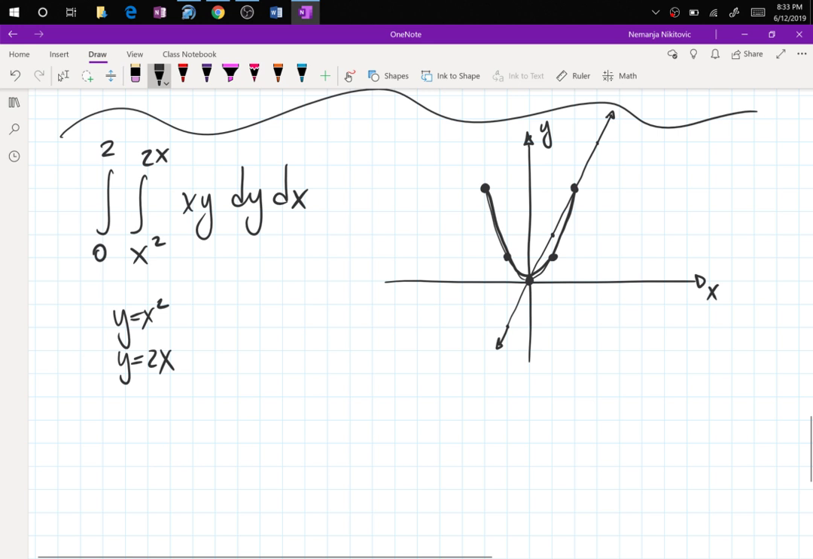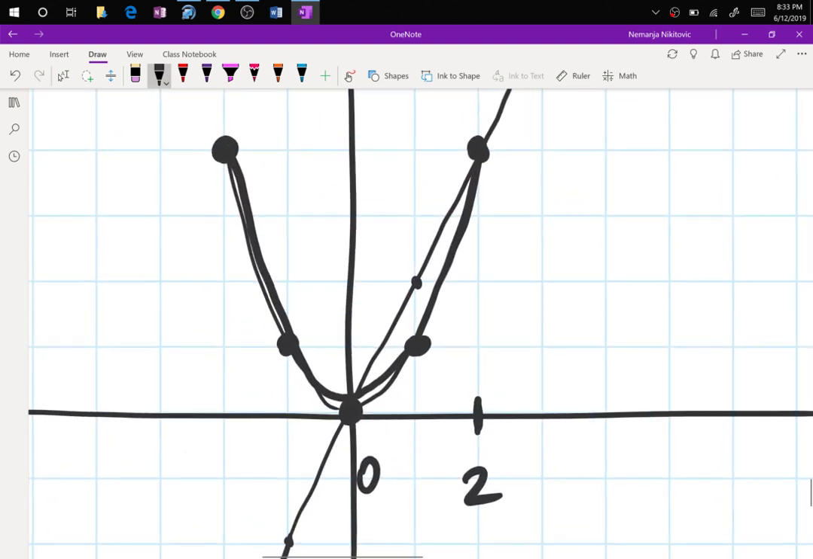So I hope you guys see now, and I'm going to also tell you that there is a 0 to 2 on the outer integral, right? Now look, when I zoom in here, this region is the domain of the integral.